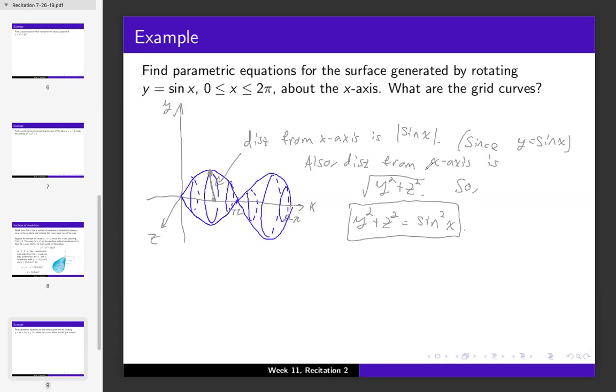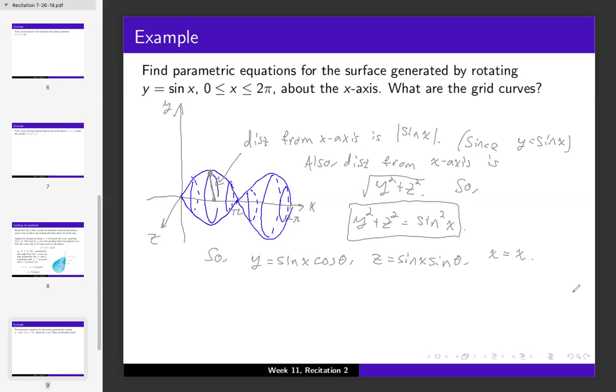You know that every point has to satisfy that equation. Well, if every point satisfies that equation, how can you guarantee that? You can guarantee that by saying that, for example, y can be sine of x times cosine of theta, z can be sine of x sine of theta, and x can be, well, what's x? X is just x itself. No problem there.